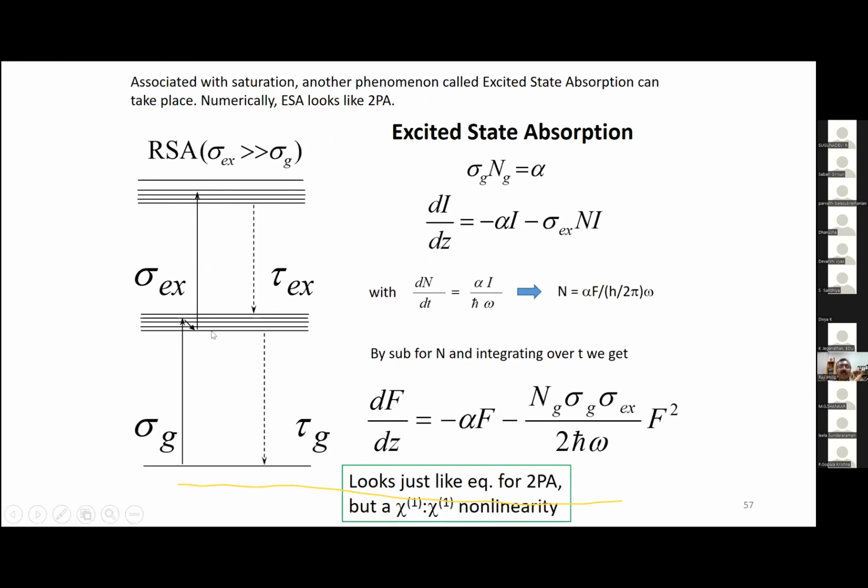So this is excited state absorption, where you have real levels in between. And if you are talking about two-photon absorption, then this won't be a real level. It will be a virtual level actually.